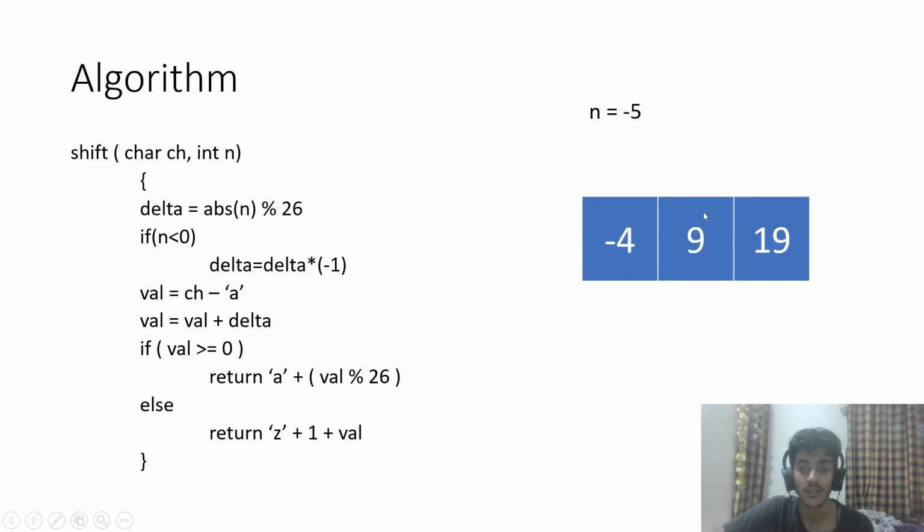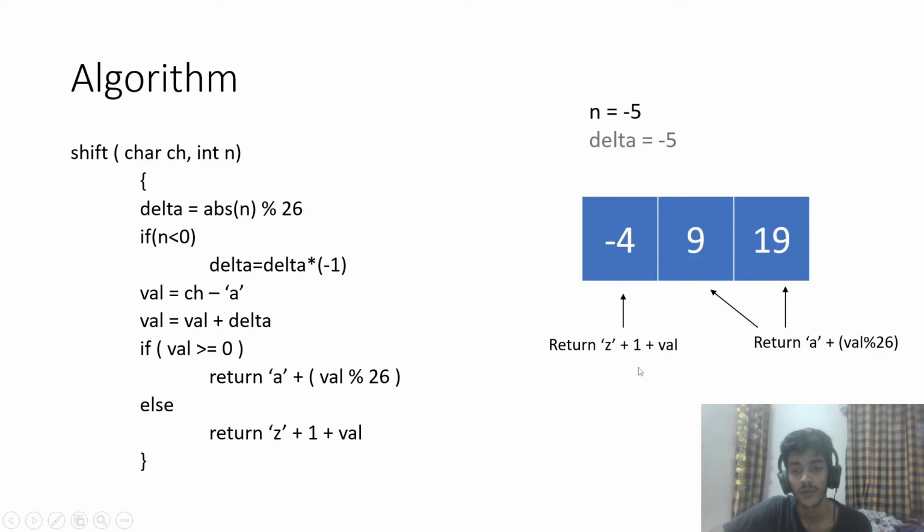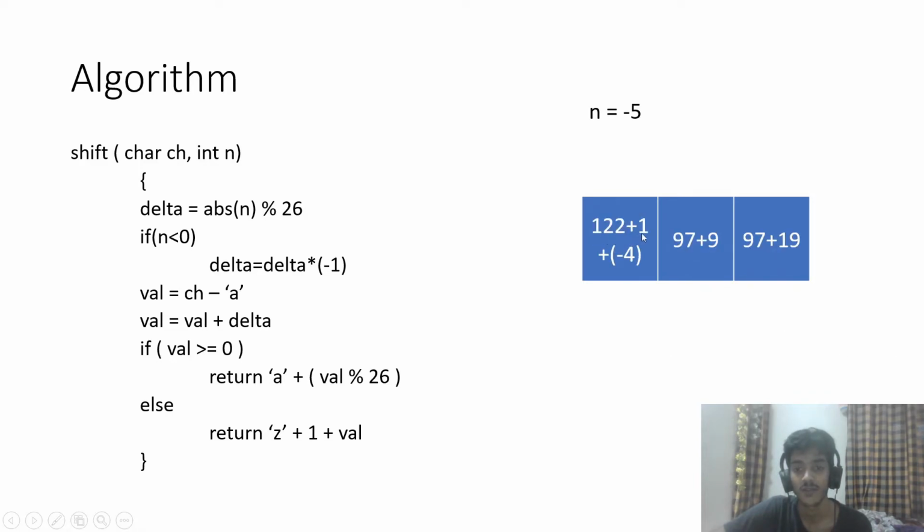So this is negative and these two are positive, so we will treat them differently. For the negative value, we will be doing z plus 1 plus value, and for the positive values, we will be doing a plus value mod 26. So it's 121 plus 1 plus minus 4 here, and 97 plus 9 mod 26, and 97 plus 19 mod 26. So that's equal to 119, 106, 116, and we convert them back to characters. It would be WJT. So that's the answer.